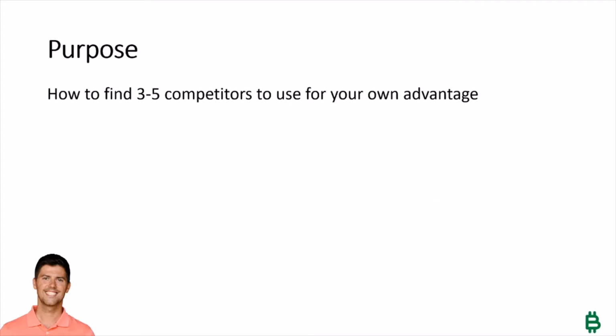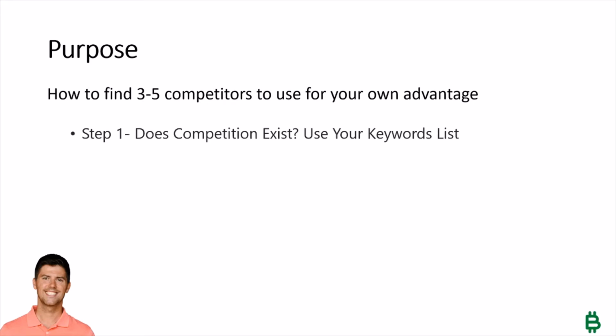The main thing we want to do here is find 3 to 5 competitors that we can use to our own advantage. And the way we're going to do this is first making sure that competition actually exists. We don't want to be the first in a market or a niche. We want to make sure that it's already proven that we're getting in at the right time, it's not oversaturated, and we're going to find these competitors by using our keywords list.